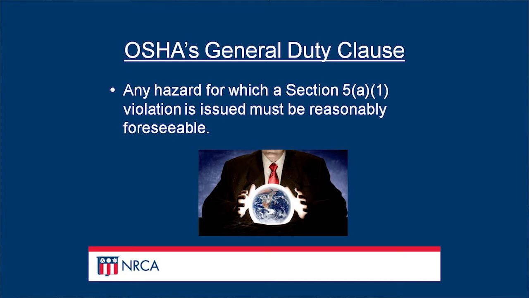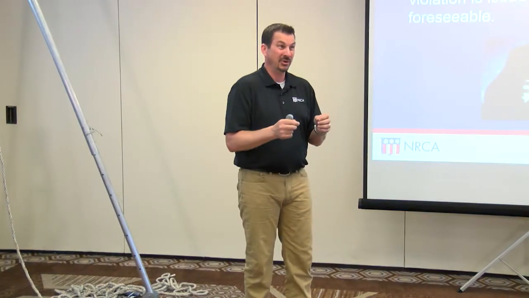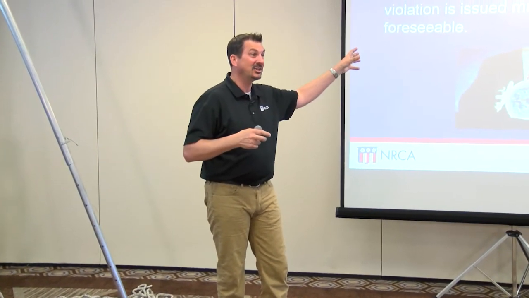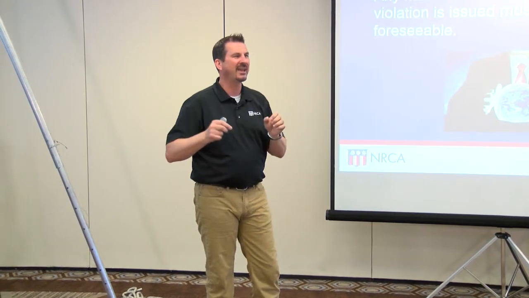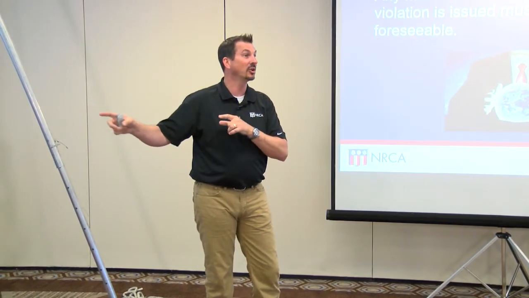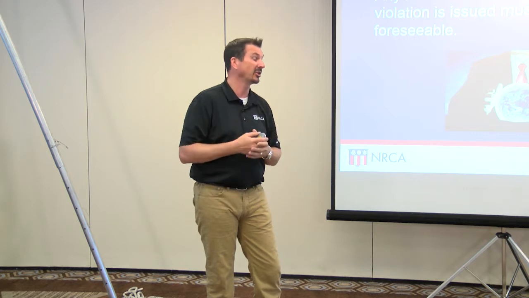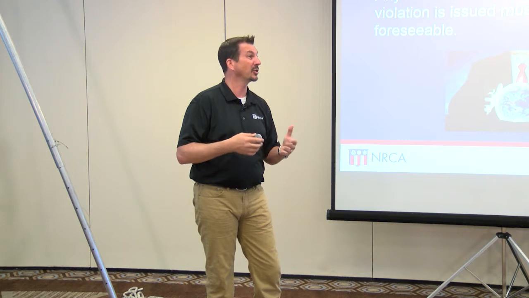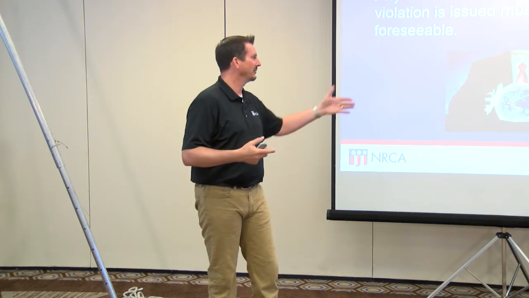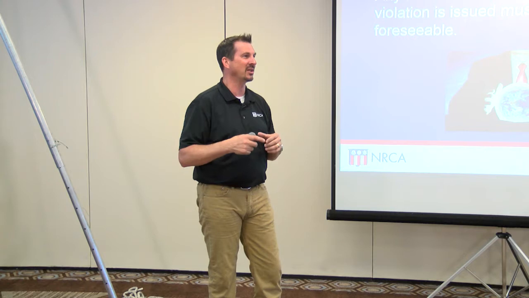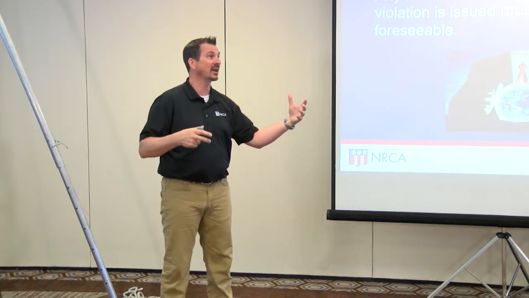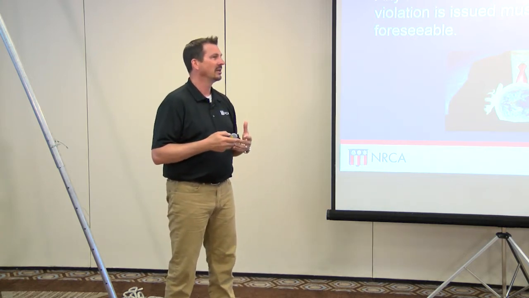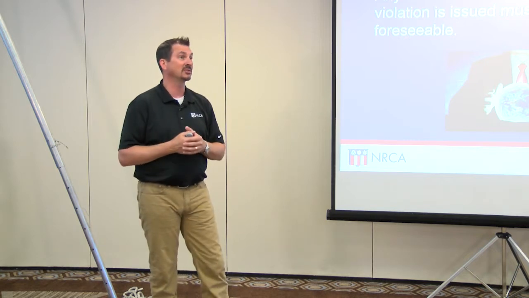Any hazard for which Section 5(a)(1), that's the General Duty Clause violation, is issued, must be reasonably foreseeable. So what they say is that in order for this citation to actually go out, you need to have reasonably foreseen that this could have potentially been something that would have occurred. Well, how do we actually determine what could be a hazard or what could potentially happen? We aren't psychics. We can't look in our crystal ball and say, this is going to happen on this job or that job. So instead, what we should be doing is actually going out and performing job hazard analysis.